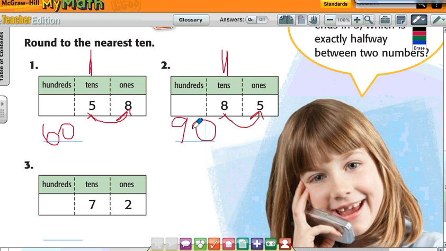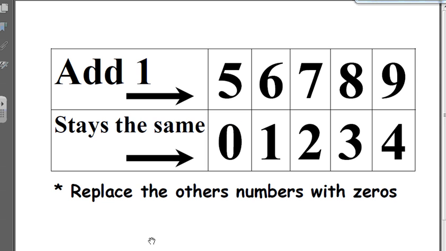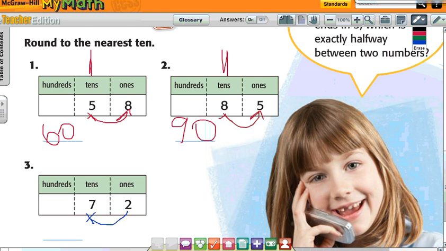Okay, look at number 3. What number's in the tens place? 7. So again, the little X underneath. Look at number to the right. What does the 2 say? Well, let's see. Whoa. Here's a 2. What does it tell me to do? Stays the same. So do I need to change the 7? No. And replace the 2 with? 0s.